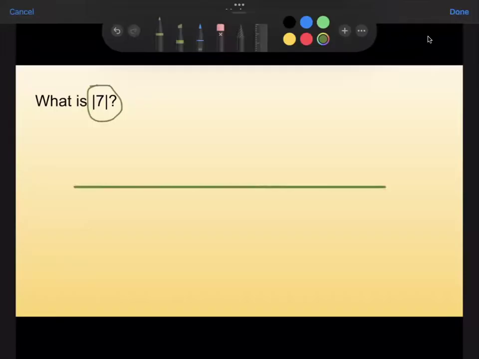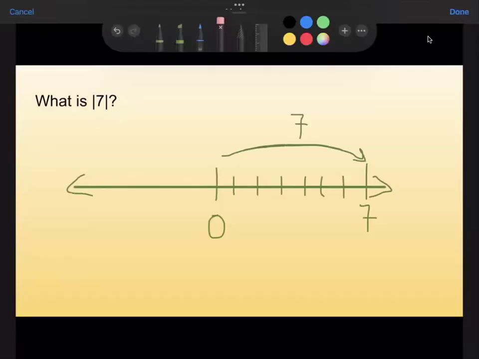So if I draw a quick number line and put 0 in the middle, I know that 7 would be over here somewhere. And it would be 1, 2, 3, 4, 5, 6, 7 units away from 0. So the distance from 0 to 7 is 7 units. That's the absolute value. They're looking for the distance from 0 to the number they're asking about. So the absolute value of 7 would be 7.